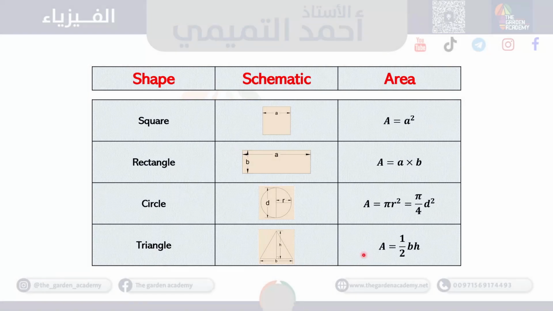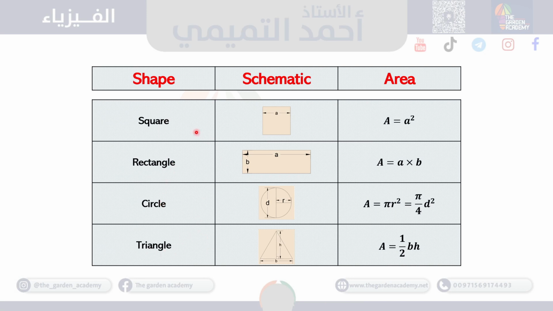Right. What should we know? We should know that we have four main geometrical shapes, and we have to know the area and the perimeter for those shapes. But what are those shapes? We are talking about a square, a rectangle, a circle, and a triangle. Right. Let's start with a square.